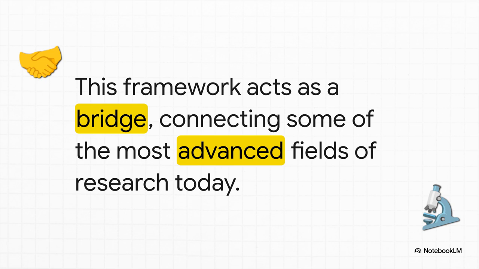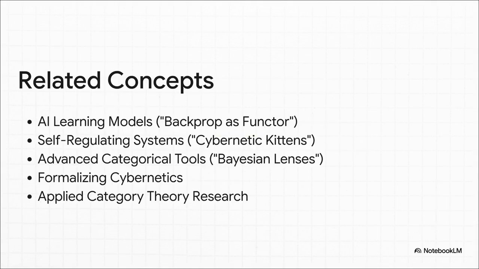It's creating a common language, so specialists in totally different areas can talk to each other and share insights about these fundamental patterns of structure and flow. And believe me, this is not just theory. We're seeing it in practice all over the place. In AI, it's completely reframing how we think about machine learning, with these concepts like backpropunctor. It's being used to study self-regulating systems, which, by the way, are sometimes playfully called cybernetic kittens. It's also leading to these powerful new tools called Bayesian lenses that help formalize the entire field of cybernetics. This stuff is the absolute cutting edge of applied category theory.